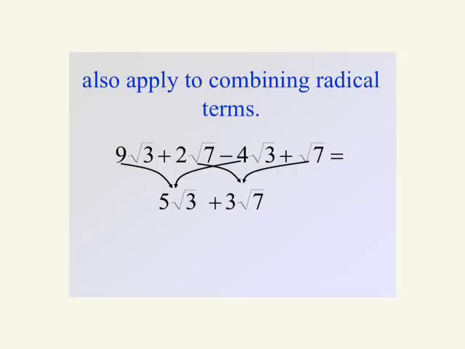So if we go ahead and look at an example here, we have 9 radical 3 plus 2 radical 7 minus 4 radical 3 plus radical 7. Well, to simplify this, we got 9 radical 3 and we got negative 4 radical 3. If we combine those two, 9 and negative 4 combine to make 5, and the radical 3 stays the same. 2 radical 7 and radical 7 would combine to make 3 radical 7, because remember, radical 7 would be like 1 radical 7, and 2 plus 1 is 3. So as you can see, combining radical terms is just like combining like terms with addition and subtraction.